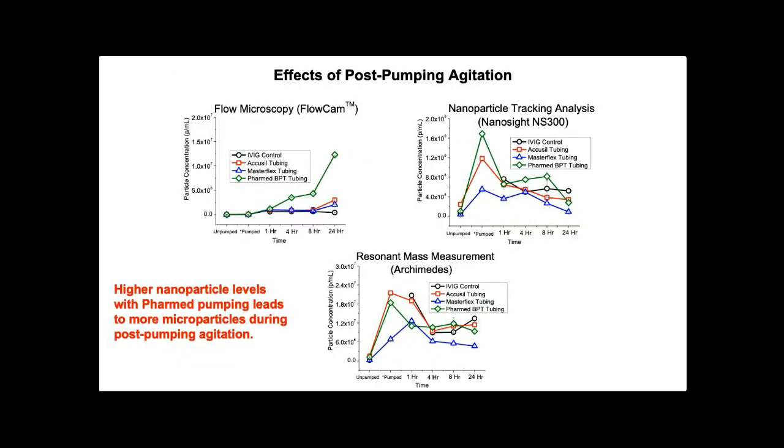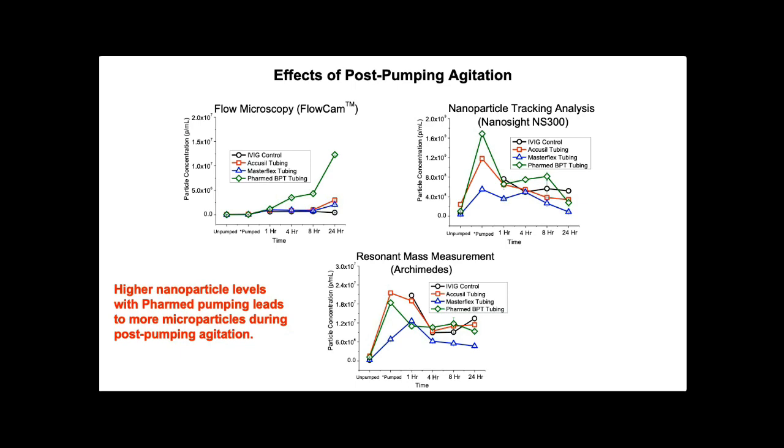Interestingly, if you do a post-pumping stress, such as agitation, the solution pumped through the Pharmed tubing makes the most microparticles during post-pumping stress, and the thought is that's because nanoparticles that were formed during the pumping itself cause a lot more microparticles. And you can see that nanoparticle levels actually decrease during agitation, presumably by agglomerating together to make new microparticles. These results show mechanistically the roles of different particles formed during pumping and during post-pumping stress.